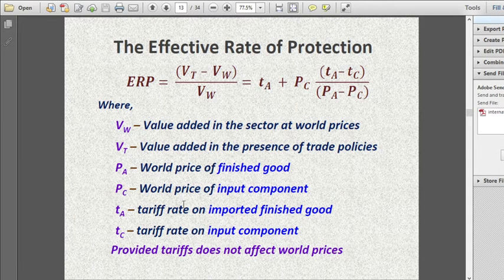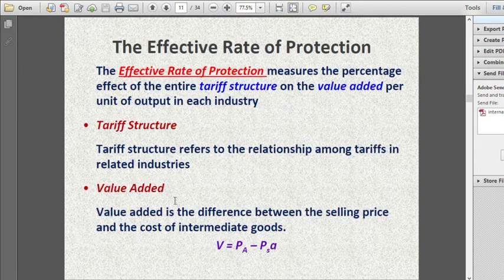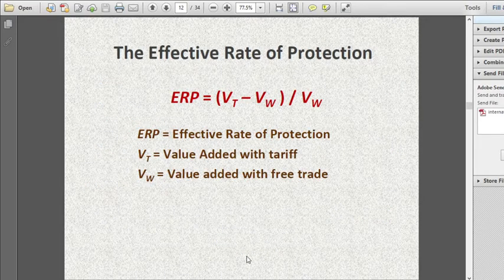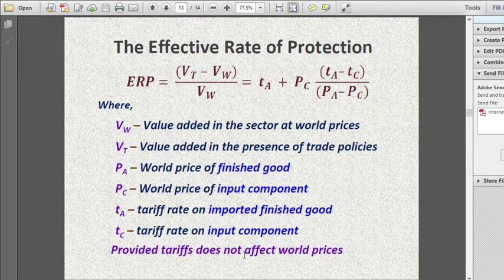PA stands for finished good and PC stands for input component. So, ito ay value added is equal to finished good minus input component. So, paano nga ba kino-compute yung effective rate of protection? Meron tayong formula for that.